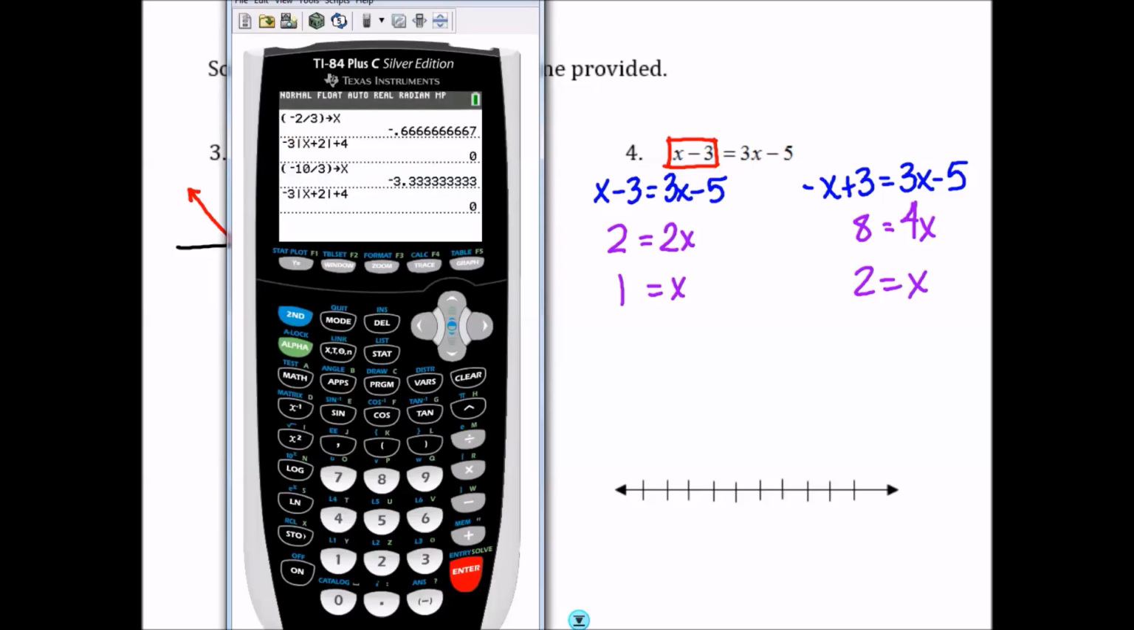So let's check our answers. So these are a little bit trickier to check our answers because we have x's on both sides of the equal sign. But we'll start by storing 1 for x. Then we can type x minus 3, and that gives us 2. So if I type in the other side of the equal sign, it should also give us 2. So if I type 3x minus 5, that gives me negative 2. So that means that 1 is an extraneous solution.